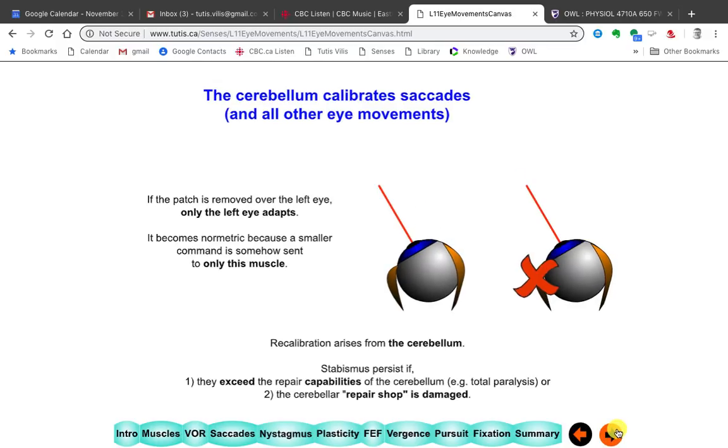So then the doctor takes the patch off, and again with time, the brain teaches this muscle to receive less signal. This whole calibration process involves the cerebellum, and with luck, the cerebellum will be able to counter this weakness. And the only time the strabismus will persist is when it exceeds the capabilities of the cerebellum. That is, if this is totally paralyzed, for example, there's no way you can send a signal to it to move. Or the cerebellum itself is damaged in some ways.